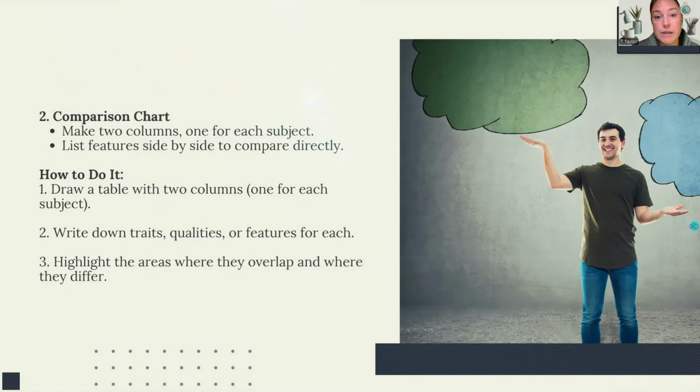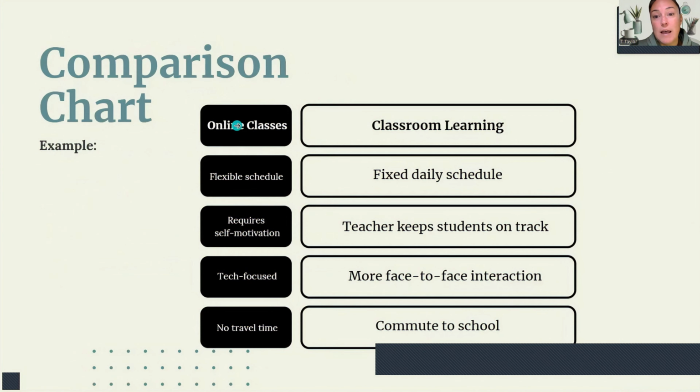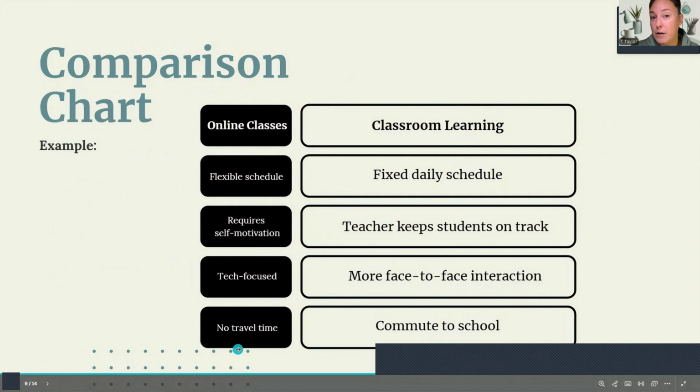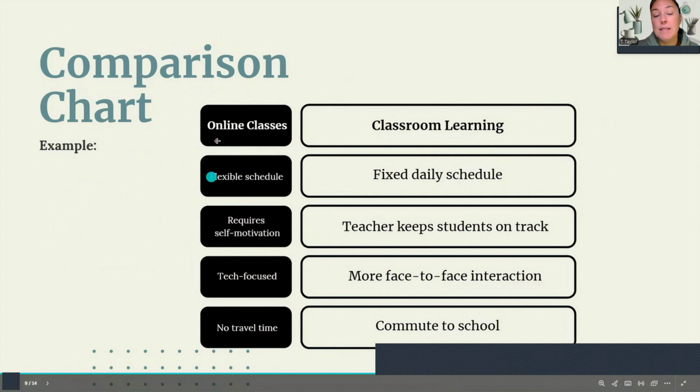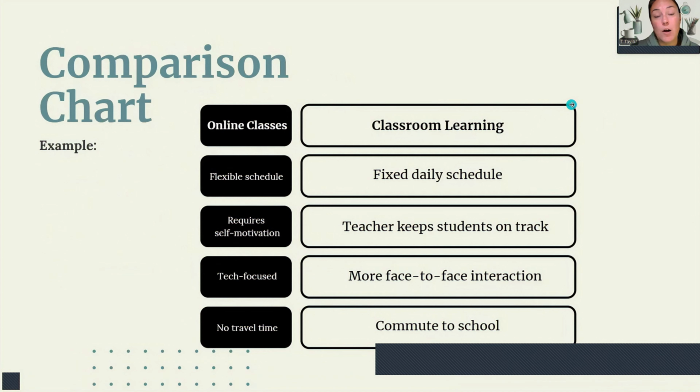Let me just show you an example of that over here. So we have online classes on the left, and then classroom learning on the right. And we have all of the details about the online classes below the online classes. So for example, for online classes, we have flexible schedule, requires self-motivation, tech focused, and no travel time. And likewise for the classroom learning column, we have the fixed daily schedule, teachers keep students on track, more face-to-face interaction, and commuting to school. So you would have them side by side in columns like this.